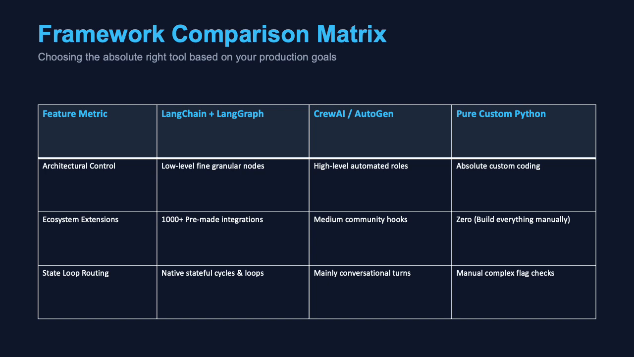If you use high level toolkits like Crew AI, they're fantastic for setting up quick conversational characters, but they hide all the routing tracks behind the scenes. You can't see the roads on the map.